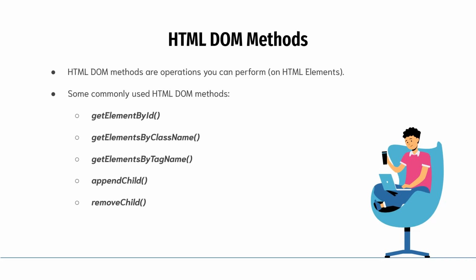In this video, we'll see how to access and manipulate the various HTML elements. HTML DOM provides us with some methods that we can use to access and manipulate the HTML elements. Some of the commonly used HTML DOM methods are getElementById, getElementsByClassName, getElementsByTagName, appendChild, and removeChild. In this video, we'll see the getElementById method.